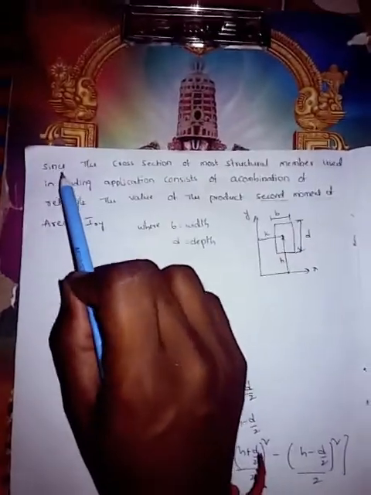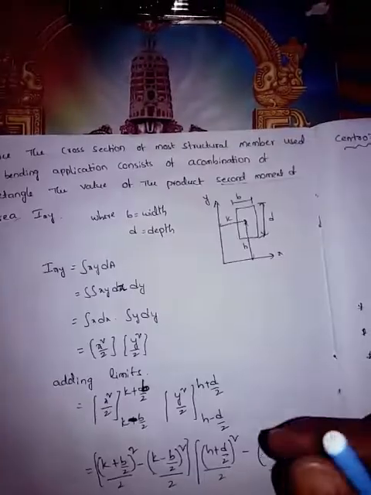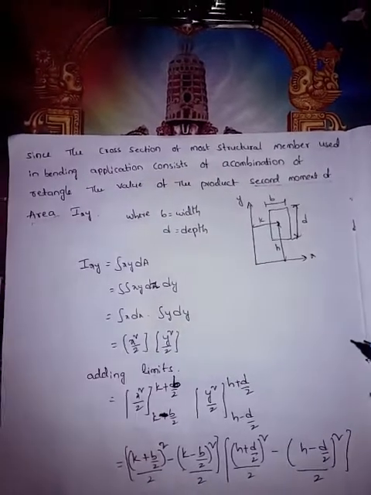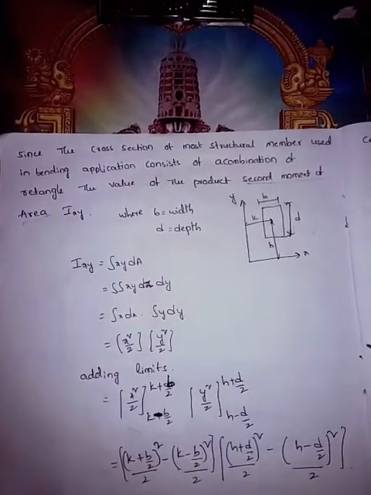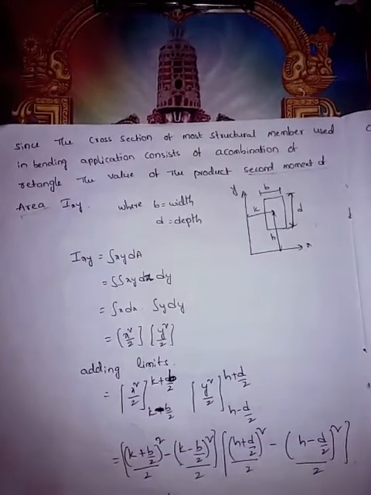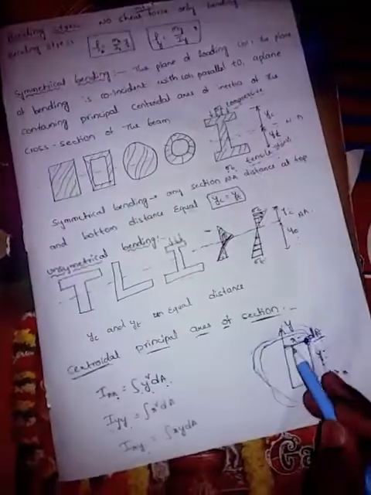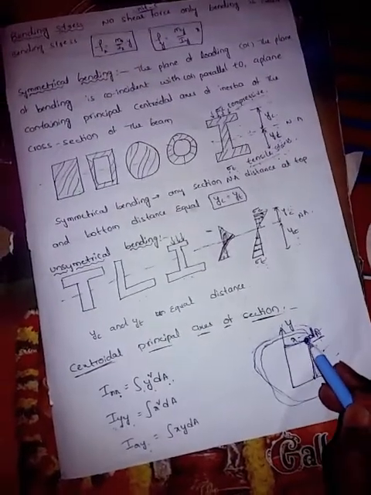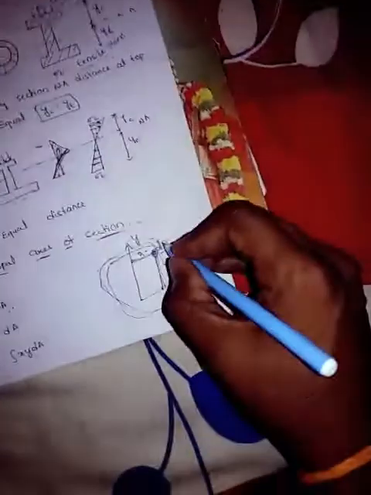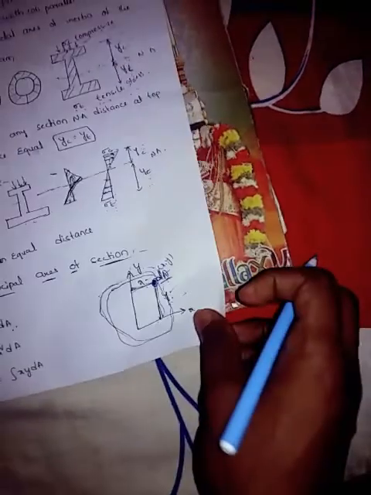Ixx. Here, see this once again. The cross section of most structural members used in bending consists of combined rectangles. The x coordinate and y coordinate coincide at a point, which is called the xy point.